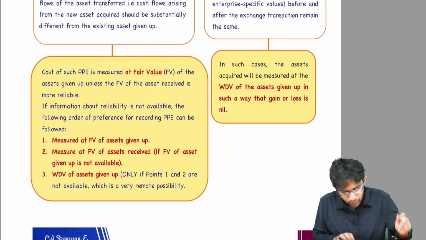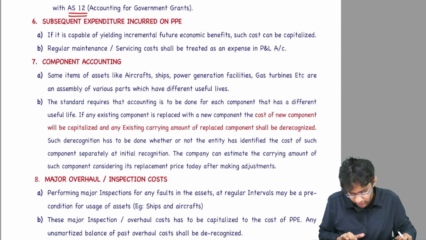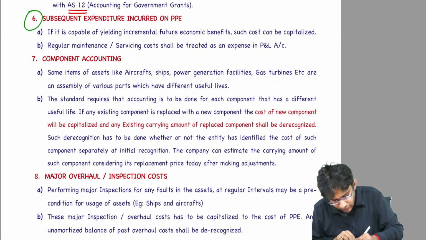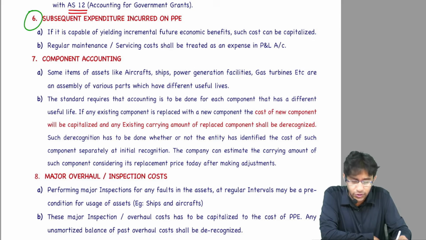Okay, sir, we have now covered fairly some concepts. A little more we will do for today's session. Now, coming to the sixth point: subsequent expenditure incurred on PP. Now, what is the meaning of subsequent expenditure incurred on PP?